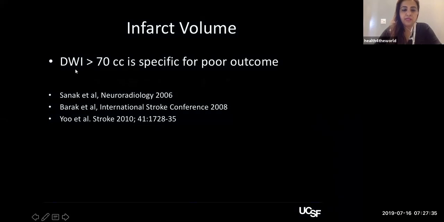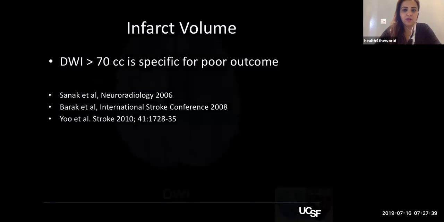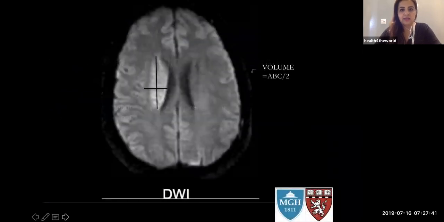So DWI more than 70 cc's is specific for poor outcome. And how do we calculate the DWI volume? It's very easy. It's the same way which we calculate intracranial hemorrhage volume. So it is the length by width by height divided by 2. So it's ABC divided by 2.